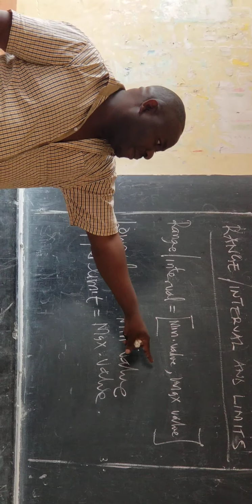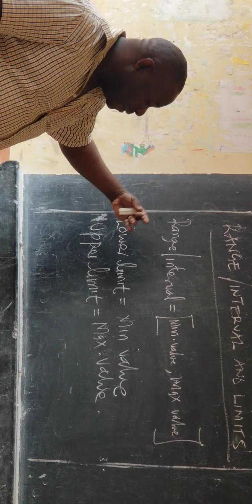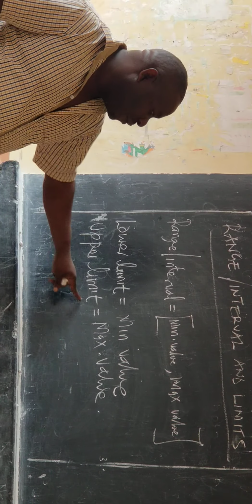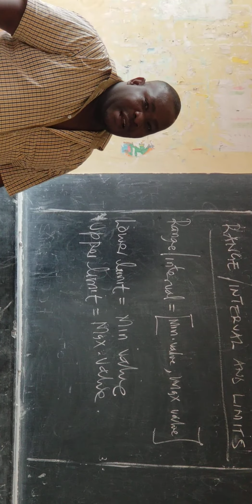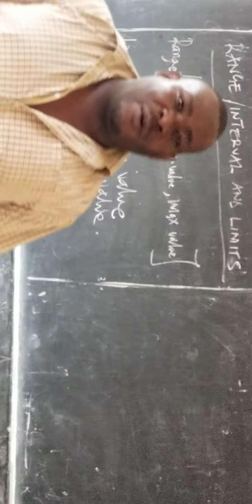You calculate the maximum and the minimum value. Also the limits, you state. The lower limit is the minimum value. The upper limit of the expression is the maximum value. So we can look at an example of how we can calculate.